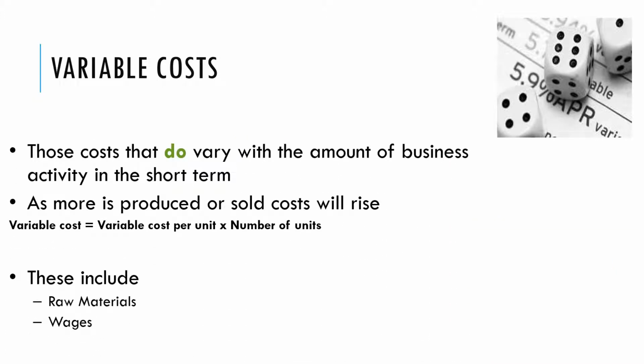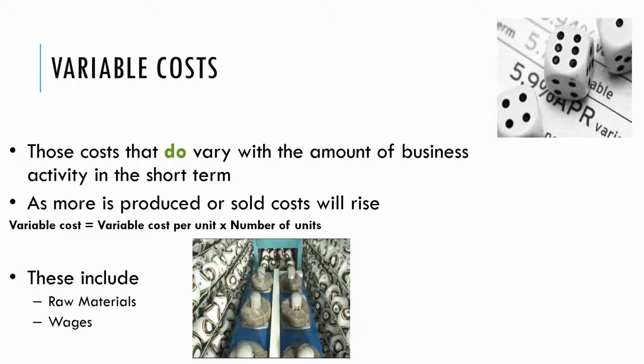Variable costs, on the other hand, do vary with the amount of business activity. So as more is produced or sold, costs will rise. These examples include raw materials and wages. So for example, if we're manufacturing footballs, the more footballs we manufacture, the more we spend on raw materials like plastic. We can calculate the variable cost by saying, what is the variable cost per unit? Maybe it's €5 per football.